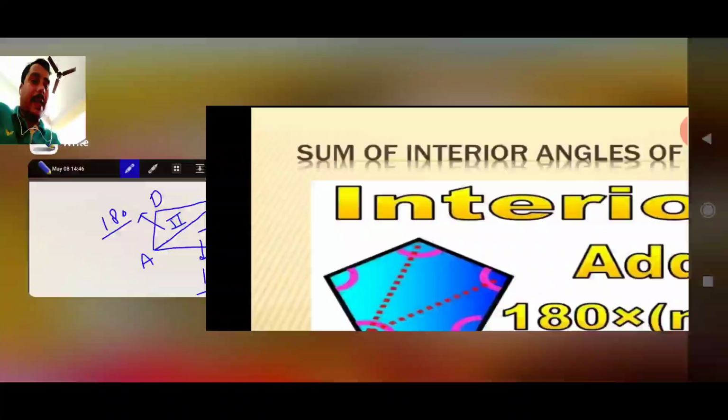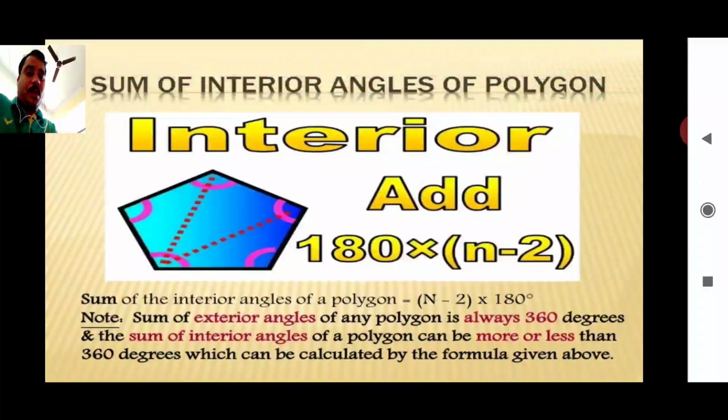How can we generalize this formula? The sum of the interior angles of a polygon equals (n minus 2) times 180, where n is the number of sides. The sum of exterior angles of any polygon is always 360. Note it, students, it is very important. The sum of exterior angles of any polygon is always 360 degrees, and the sum of interior angles of a polygon can be more or less than 360 degrees, which can be calculated by the formula given above.